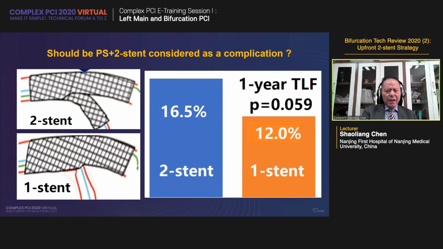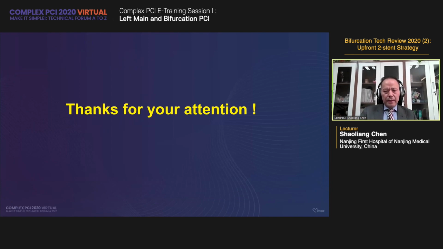After side branch treatment, we still have two choices: a two-stent or one-stent technique. Another very important issue is the criterion to stent the side branch or not. At 1 year, from our database, there was a non-significant difference in the 1 year TLF between the provisional with two stents and the provisional with one stent group. Thanks for your attention.